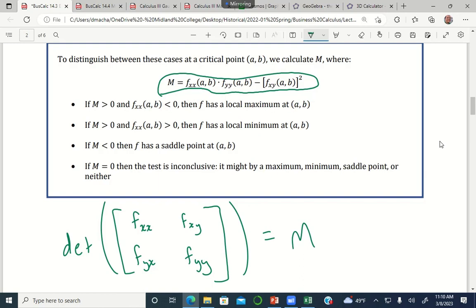This is just taking the determinant of what we call the Hessian matrix. So the matrix with all the entries being the second partial derivatives of a function of two variables. This is called a Hessian matrix, named after a mathematician named Hess.